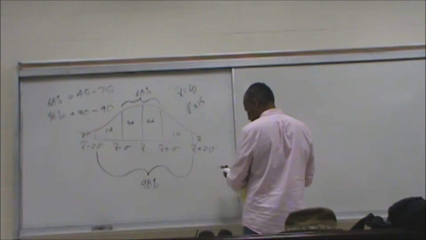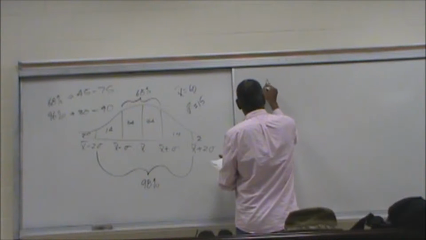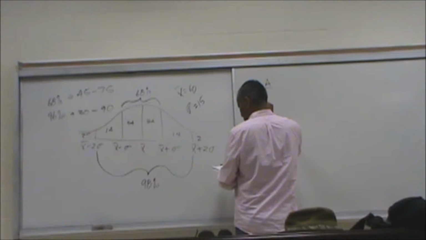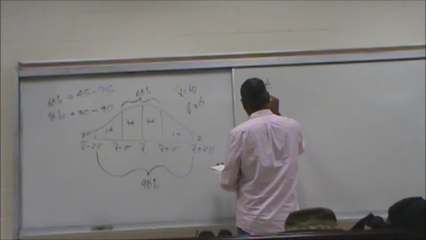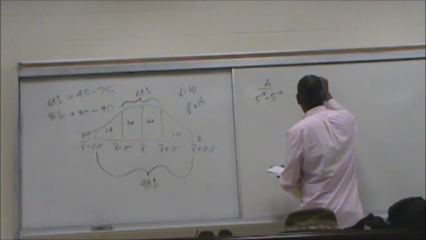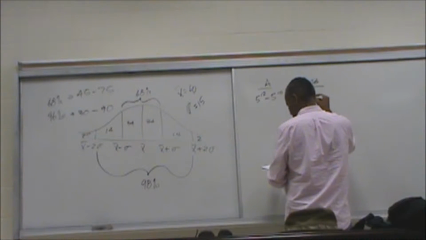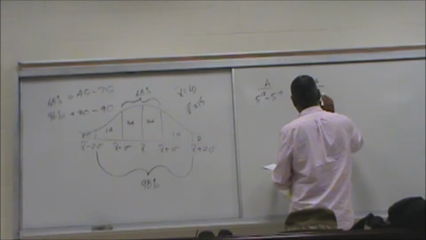Let me give you two problems at the same time. This is called quantity A. You have 5 to the 12 minus 5 to the 10. And column B, you have 23 times 5 to the 10.